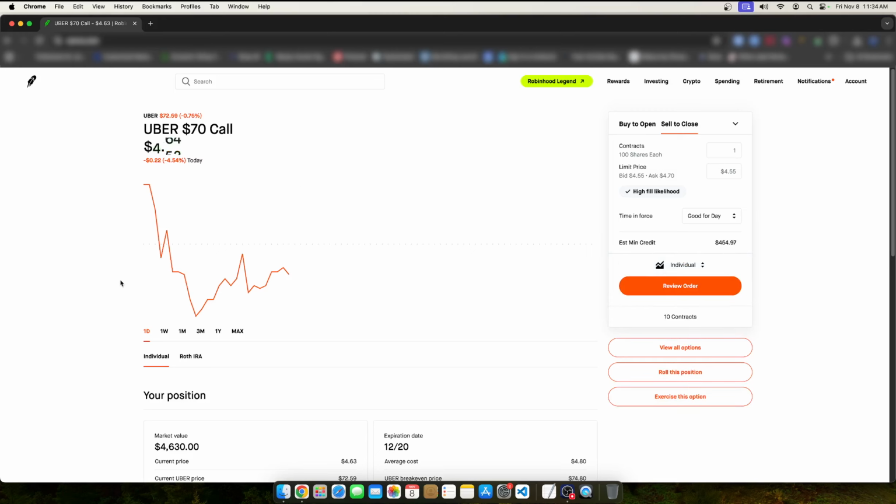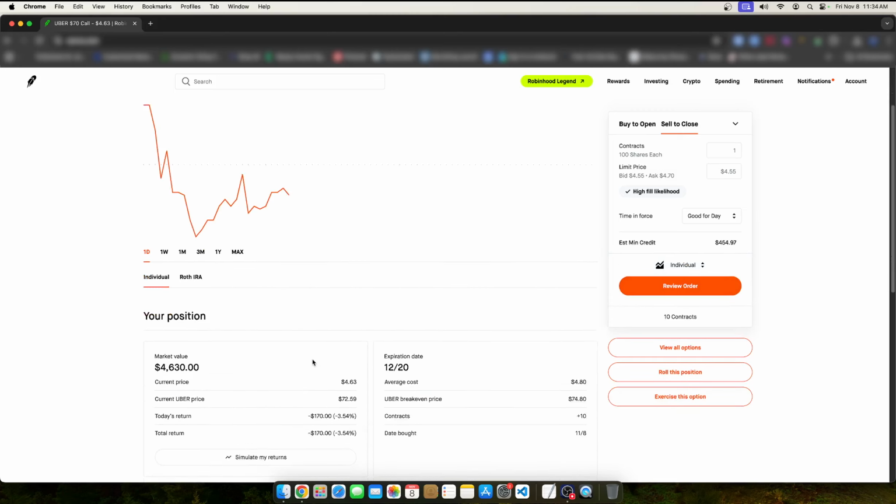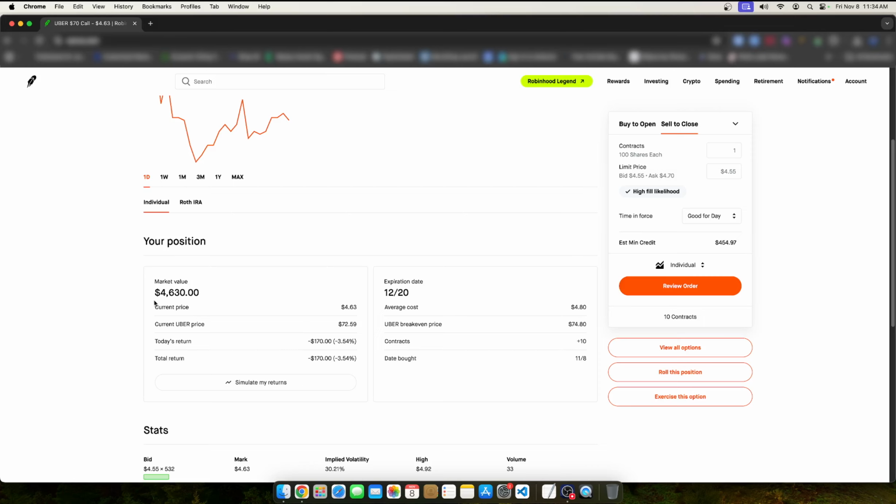So let's go ahead and click on this, and let's see what exactly is going on here. The market value, the current value of the contracts, is $4,630. They are set to expire once again around January 20th. The average cost that we paid is $4.80, meaning our total value should have been close to $4,800, which makes sense with this $170 loss so far, this return. And the current price of Uber sits at $72.57.